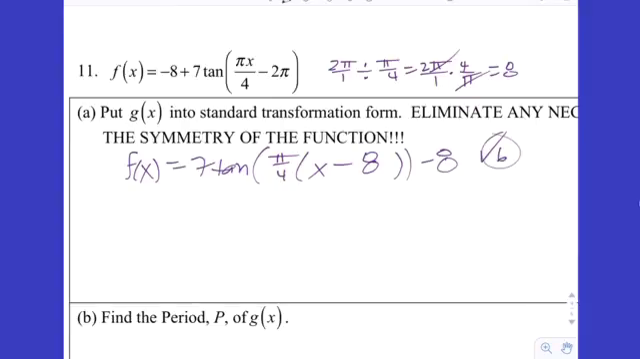And believe it or not, this was the most correct answer that most people got correct on the back. Kind of astounding. More than any other question on the back, this was the question that most people got correct, putting that in standard transformation form.